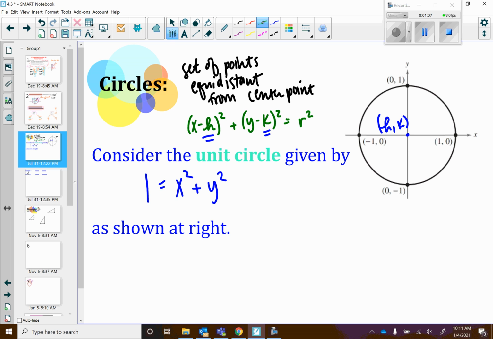So notice a couple things about this circle. It is centered at the origin. That's why it's x squared plus y squared. There's no h and k. And it has a radius of 1, right? The length of this distance right here is 1. The length of this distance is 1, which is evident by going through the point (1, 0) or (0, 1). This unit circle is super, super important to us. So we're going to come back to it in a moment.